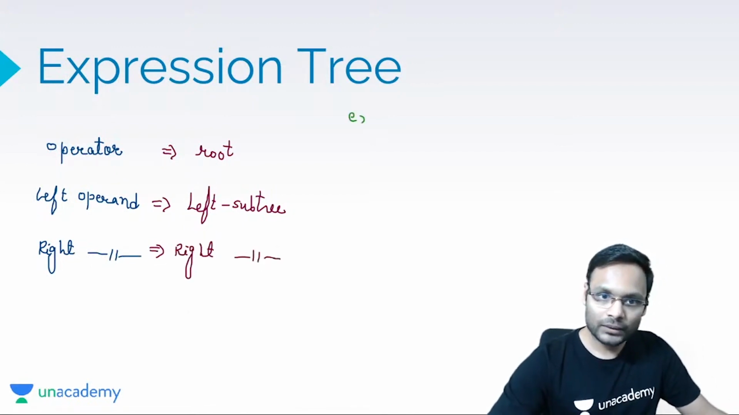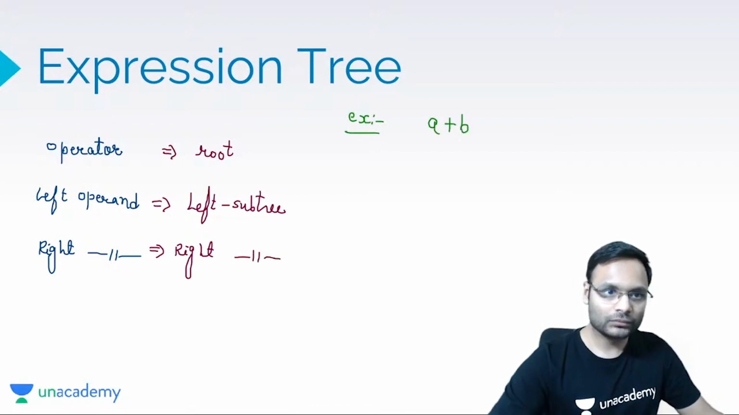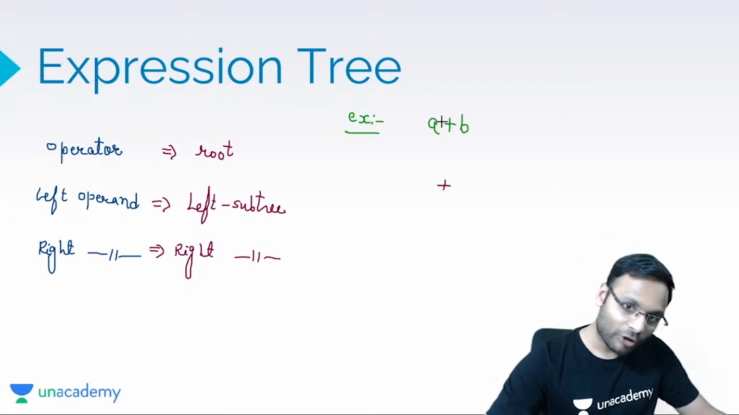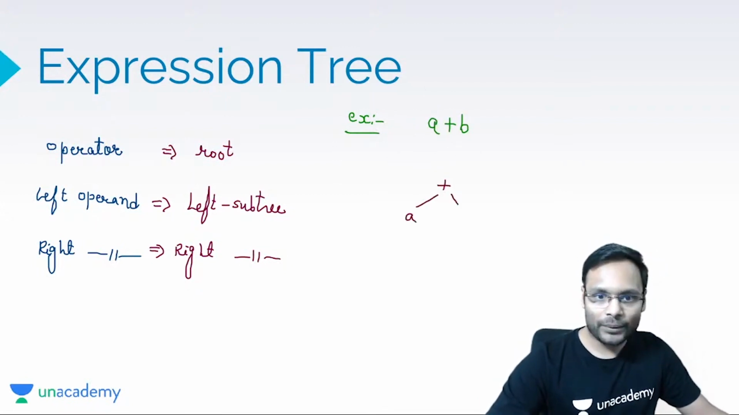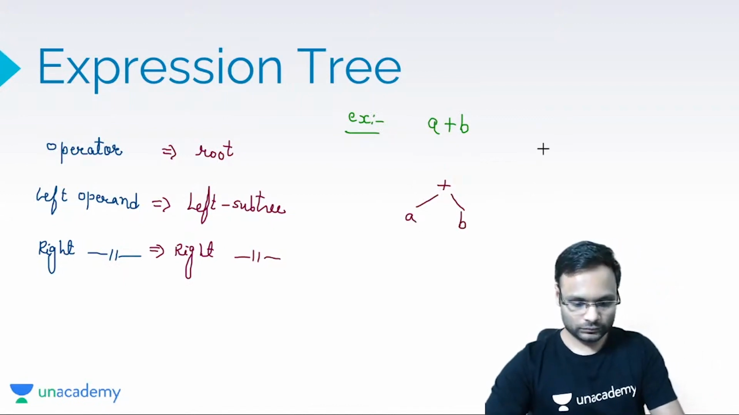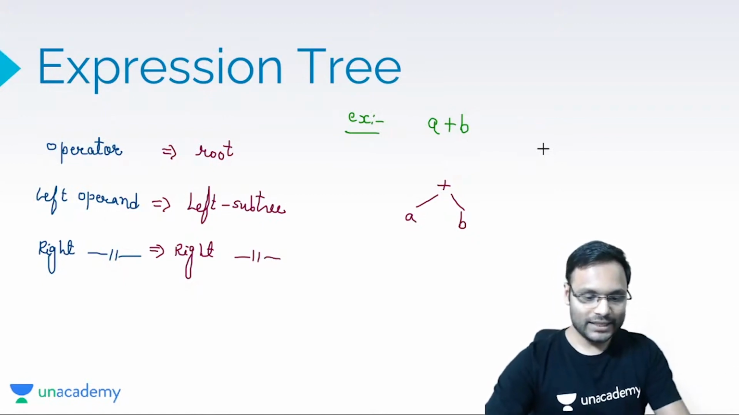Example, suppose you have an operation a plus b. What is the operator? Plus, at the root. The left operand is a, the right operand is b. You can easily detect it.